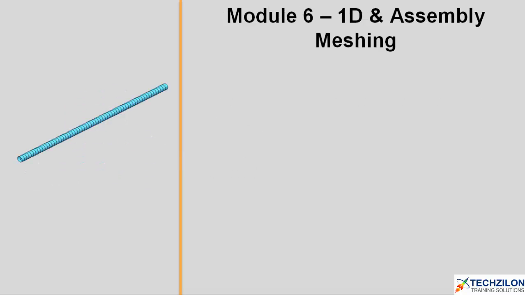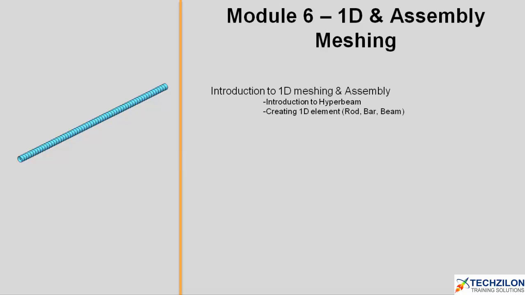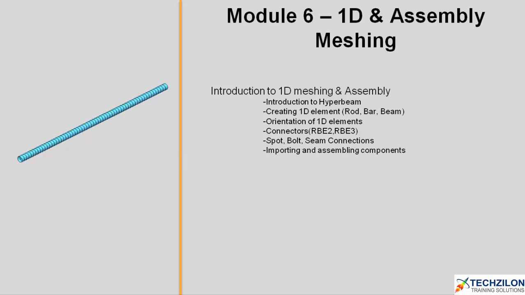In Module 6, you will be learning 1D and assembly meshing. Here you will be introduced to 1D meshing and assembly, where you will learn introduction to hyperbeam, creating 1D elements such as rod, bars, and beams, orientation of 1D elements, and then you will later move on to connectors such as RBE2 and RBE3 elements, spot, bolt, seam connections, and importing and assembling components.